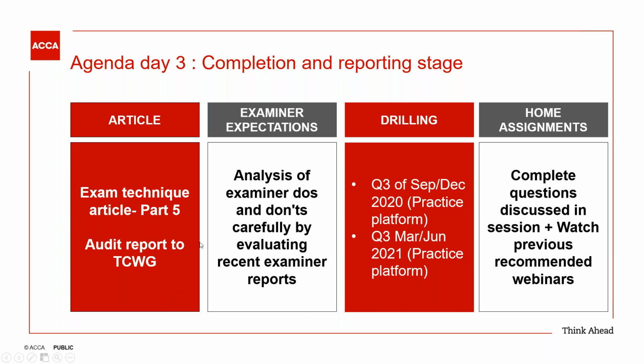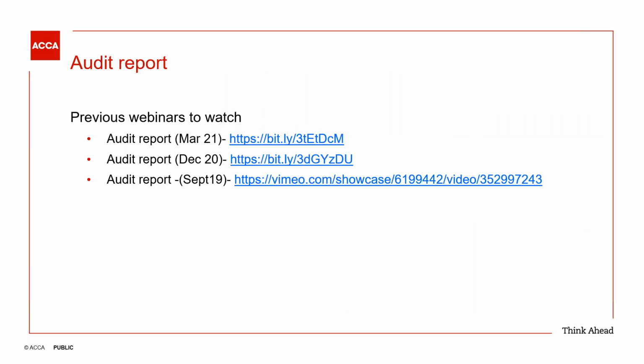Then I would be doing analysis of the examiner report, just like I did the analysis yesterday of the March-June 21 examiner report. I'll be looking at two questions, so question 3 from September-December 20 and question 3 from March-June 21. And any question left unattended, you will do as your home assignment. And you will also watch the previous webinars on the same topic. Which previous webinars? I've recommended 3 webinars which are very good on reporting: the March 21 webinar, the December 20 webinar, and the September 19 webinar.